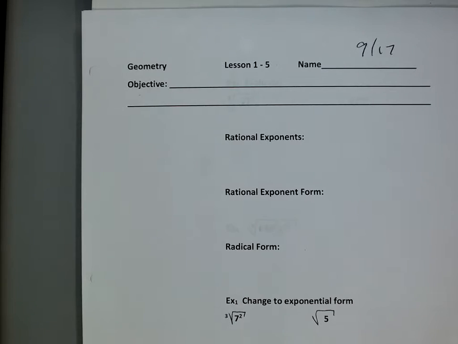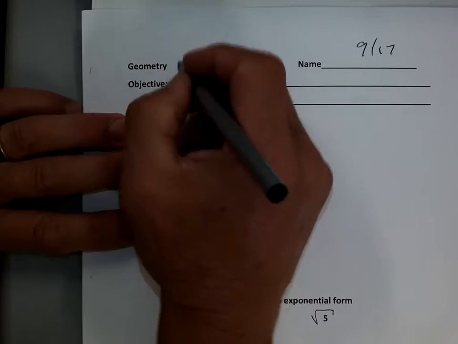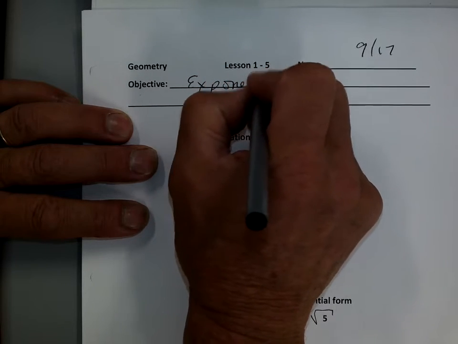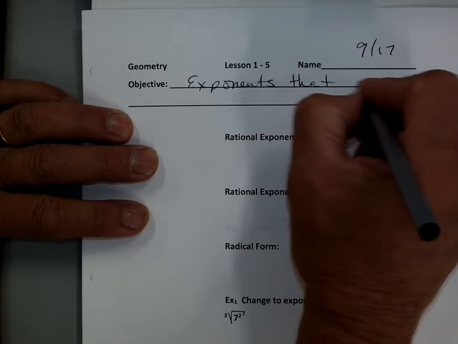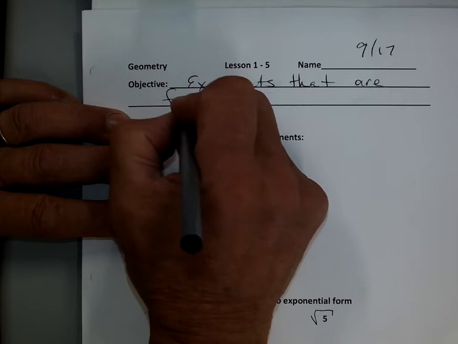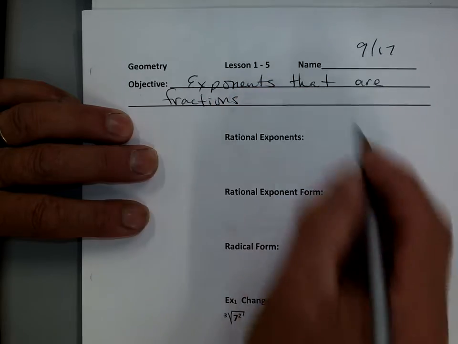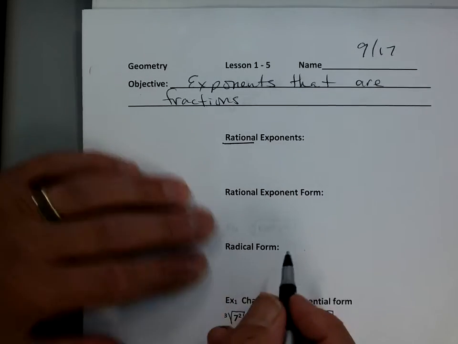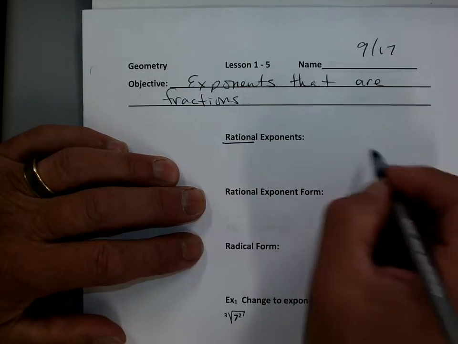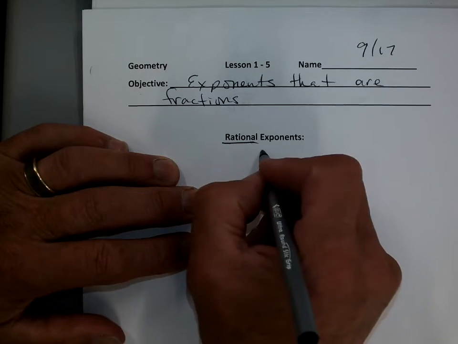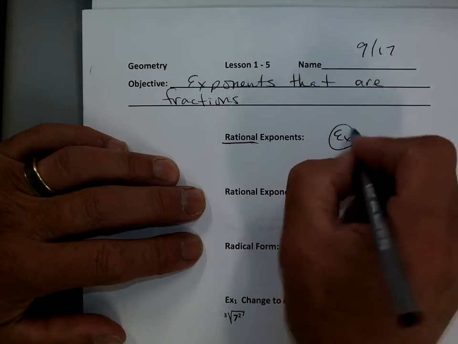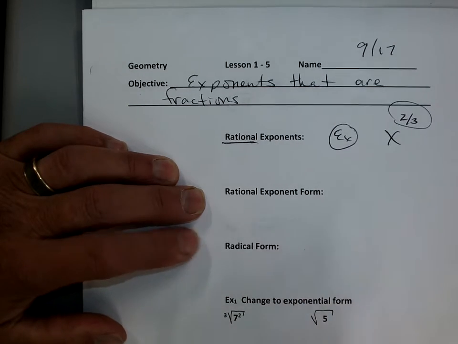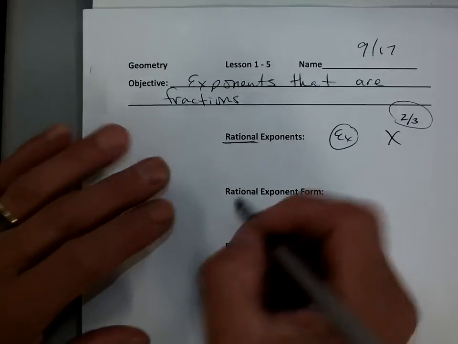Okay, so today we're talking about rational exponents. So we're talking about exponents that are fractions. So the exponent itself is a fraction, okay? So that's what the word rational means. A rational exponent is just simply an exponent with a fraction. So as an example, I get x to the 2/3 power. Okay, that's a fraction. So the word rational means fraction, okay?